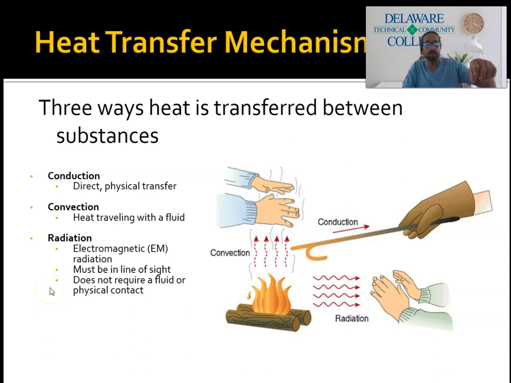And if you think about like the handle of a pot on a stove, same thing happens, right? Eventually it's going to get hot, and that's through conduction.